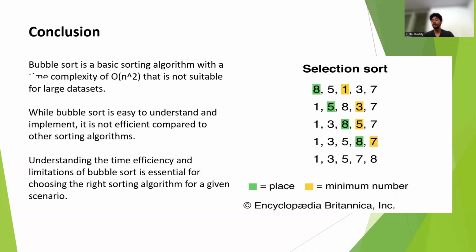So coming to the conclusion part. We learned about what is bubble sort, the importance of the bubble sort, time complexity, what is the best case, what is the worst case, and real world applications. In conclusion, it is a sorting algorithm with time complexity of n squared that is not suitable for large data sets. While bubble sort is easy to understand and implement, it is not efficient compared to other sorting algorithms. Understanding the time efficiency and limitations of bubble sort is essential for choosing the right sorting algorithm for a given scenario.